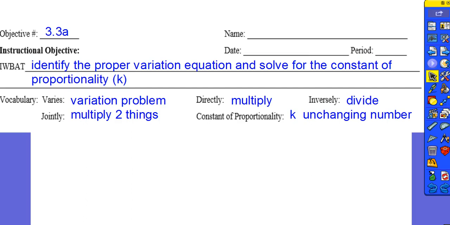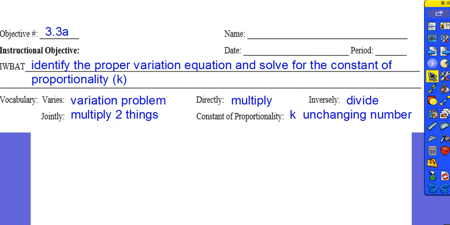There's some vocabulary that's really important. And I'm not giving you the definitions of these terms. I'm giving you the words or the things that these terms ask you to do. So when you see the word varies, you're being asked to write a variation problem. Another word you could see is a proportional situation. It'll also tell you to write a variation problem.